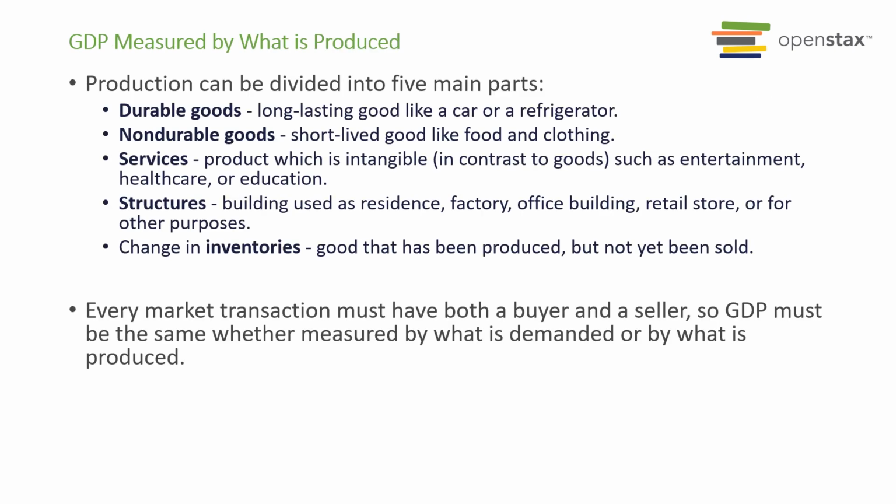All right, now look at the other side of the equation, the production for the country. For all the production, we can divide it into 5 categories. First is durable goods. Anything that lasts more than 3 years is a durable good. Then non-durable goods, obviously anything that lasts less than 3 years. Your groceries and most of your clothes last less than 3 years.